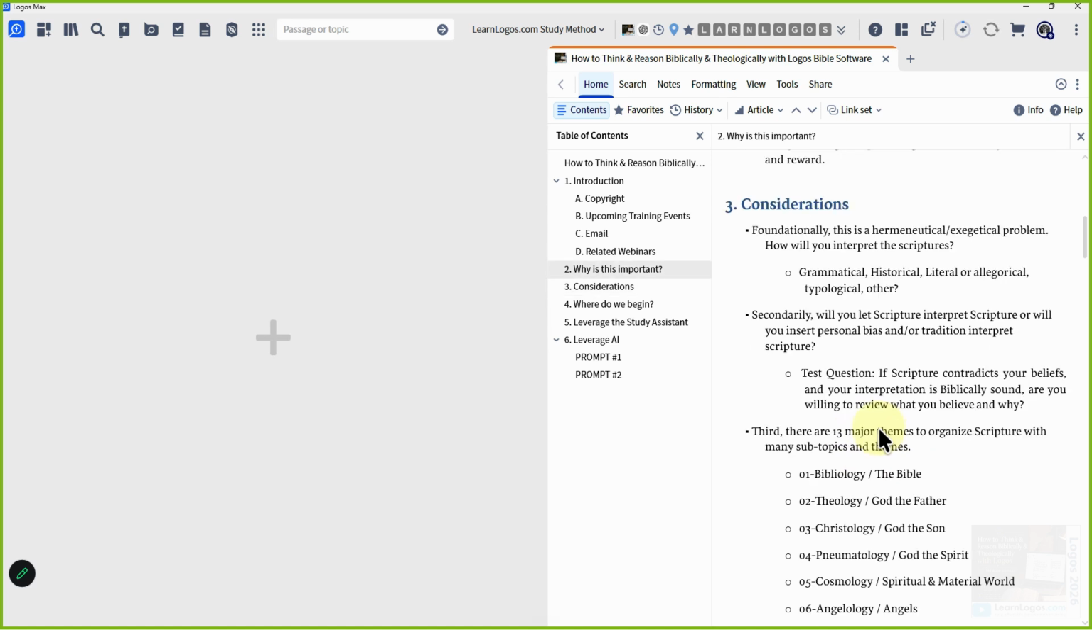Now, considerations. Let's get started and hit some key concepts. Foundationally, to think and reason biblically and theologically, this is a hermeneutical or exegetical problem. In other words, how you interpret the Scriptures. Are you going to interpret it grammatically with the original language? Historically, as people understood it, that is the author and the audience, how they understood it? Are you going to look at the Scriptures as what they literally say? Now, of course, that takes into account different genres like poetry and wisdom and narration, but at the end of the day, we're taking the Bible at face value. We're not adding stuff and not subtracting stuff.